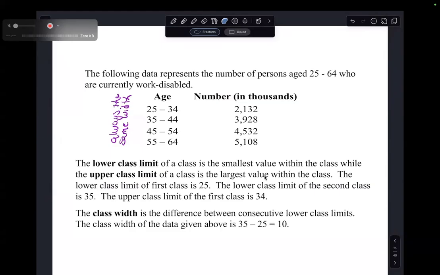So I could do 35 minus 20, 35 minus 25, and I can see my class width is 10. It shows me right here. So in this case, my class width is 10. So you just take two that are next to each other. It doesn't matter which ones. I could take those two. Just has to be two that are next to each other. You could take those two. I wouldn't take 25 and 55. You just take two that are next to each other.